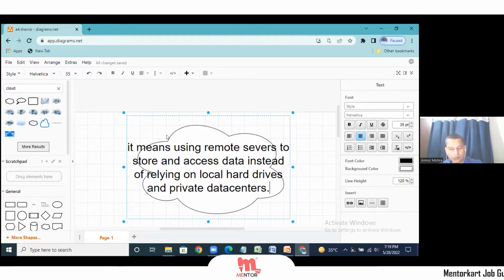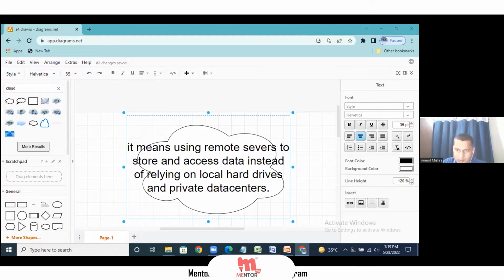It means using remote servers to store and access data instead of relying on local hard drives and private data center. What is the meaning of this? Anyone explain the meaning of this? What is the meaning in cloud computing? Just write the answer in chat.